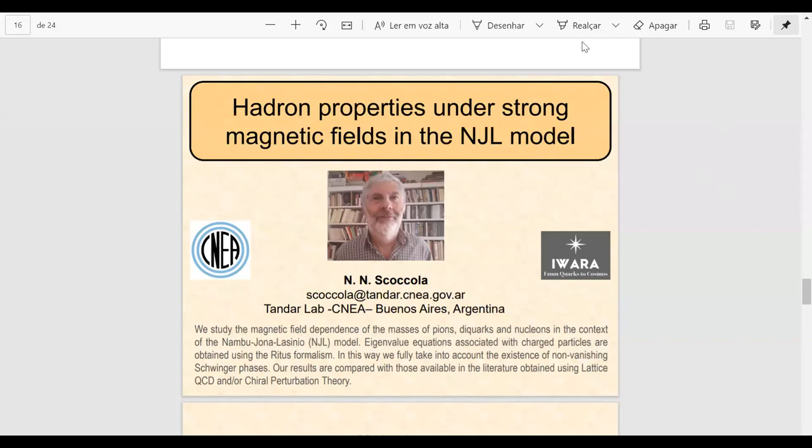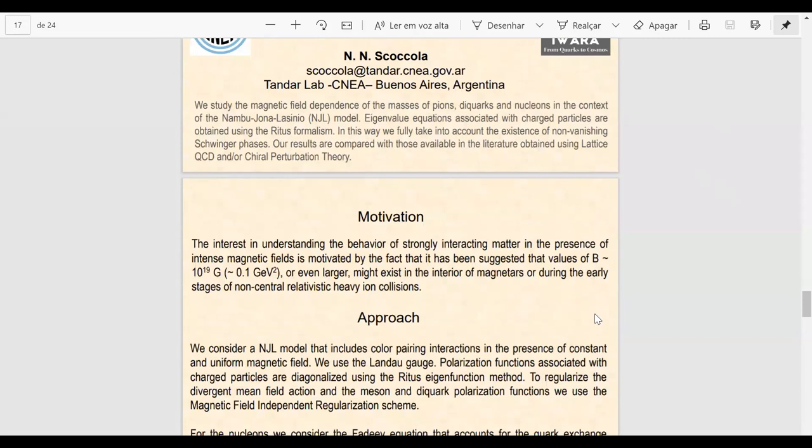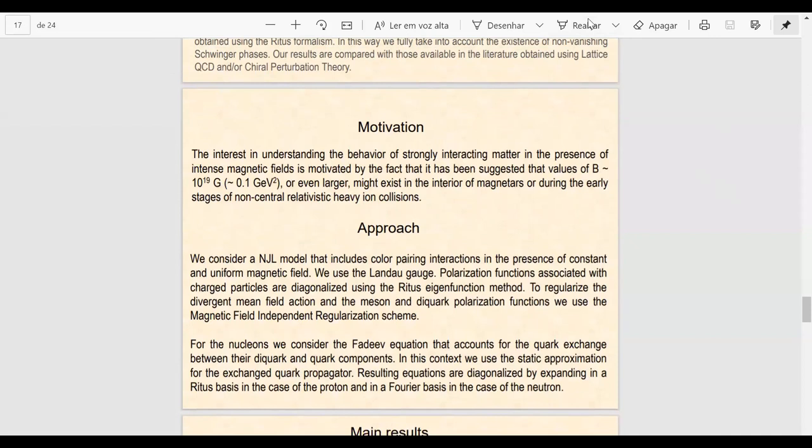The motivation to study this is that fields of the order of 10 to the 19 Gauss, which is around 0.1 GeV squared, or even larger, might exist in the interior of magnetars or during the early stages of relativistic heavy ion collisions. For this reason, it is interesting to see how the hadron properties are modified. To perform the calculation, we use the Landau gauge. We calculate the polarization functions of the charged particles using the Ritus eigenfunction method, which takes fully into account the presence of the Schwinger phases. For the nucleons, we consider the Faddeev equation that accounts for the quark exchange interaction between the diquark and the quark components.